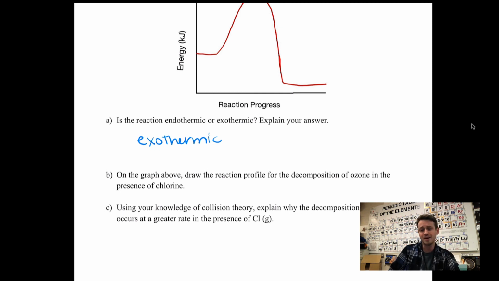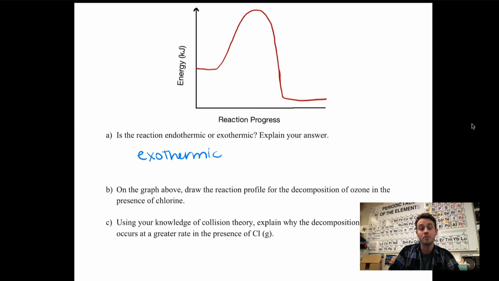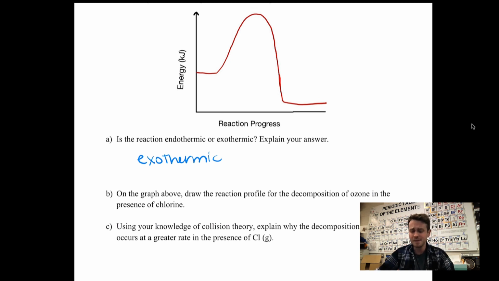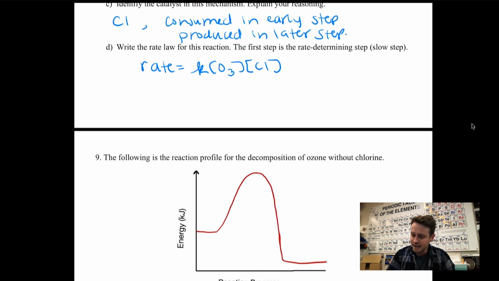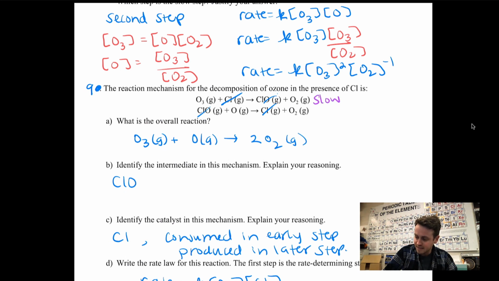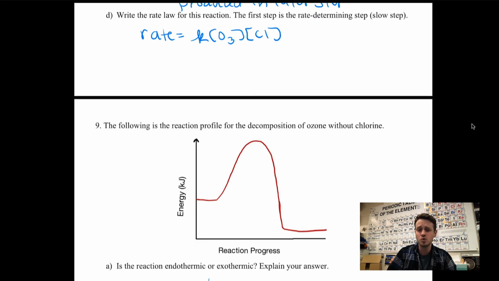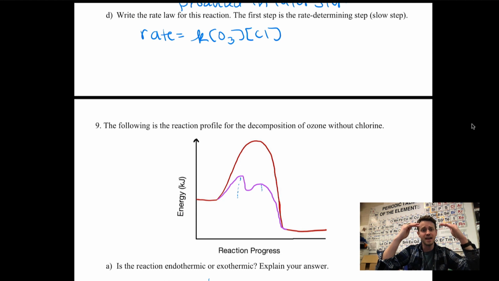It says, on the graph above, draw the reaction profile for the decomposition of ozone in the presence of chlorine. If I were drawing this out, one thing that I see in my reaction mechanism is that the first step is the slow step, and it happens in 2 different steps. Things that I want you to notice are that the first step has a higher activation energy than the second step does, which indicates that it is my slow step. Notice also that with the catalyst my activation energy decreased from that red bump, the red reaction profile, because adding a catalyst should lower the activation energy of the reaction.